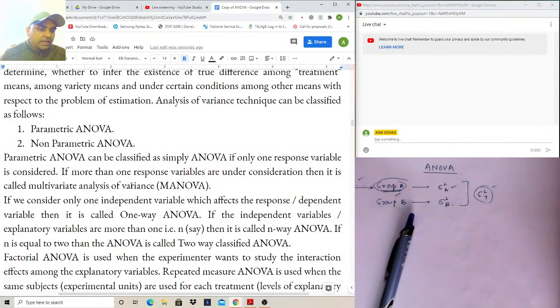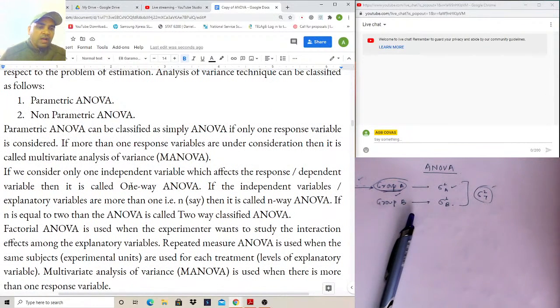So the analysis of variance technique can be classified as follows: it can be parametric ANOVA and it can be non-parametric. Parametric ANOVA is classified as simply ANOVA, we do not add anything, if only one response variable is considered. If more than one response variable is considered, then it is called multivariate analysis of variance. We are not going to deal with multivariate analysis of variance.